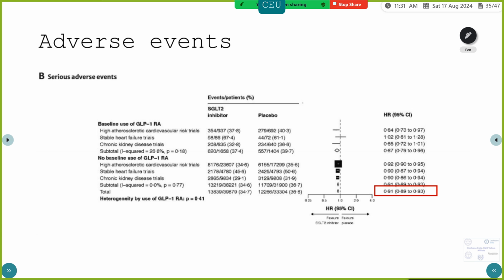Coming to adverse events, again they've divided it into two groups: patients using GLP-1 RA and not, and the total effect was favoring SGLT2 inhibitors. This was again not what we usually see, because we are adding another drug. We would expect some adverse events, but they've shown that the population that used the drug had less adverse events, less serious adverse events, with the hazard ratio between 0.89 to 0.93. So this was with regards to adverse events.